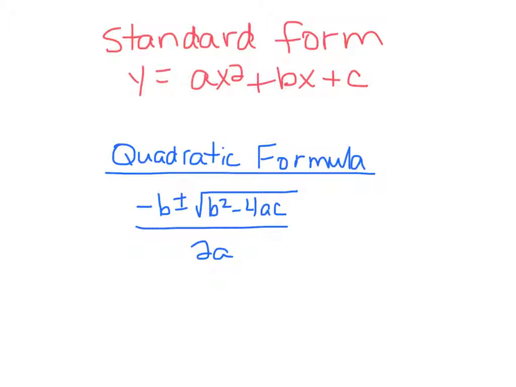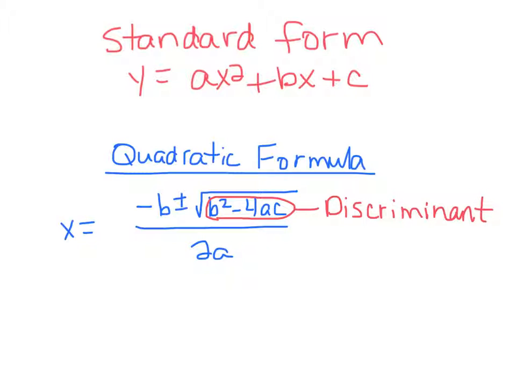Okay, when you know that standard form is ax squared plus bx plus c, then you can use those coefficients to plug into the quadratic formula, which is negative b plus or minus the square root of b squared minus 4ac all over 2a. It is also important to remember that b squared minus 4ac, that is here underneath our radical, is called the discriminant.